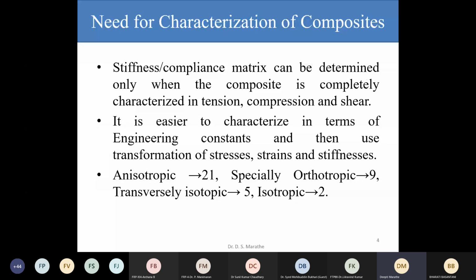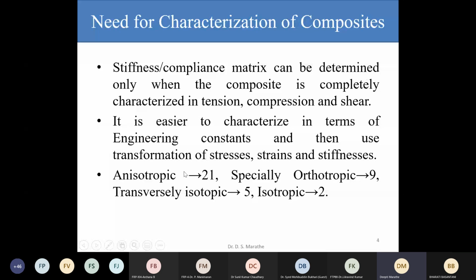You know that for an anisotropic material there are 21 constants, for orthotropic there are 9, transversely isotropic 5, and completely isotropic only 2 engineering constants. It is better to get the values of these engineering constants and then convert them into your stiffness matrix. So we are going to focus on trying to understand or finding these engineering constants.